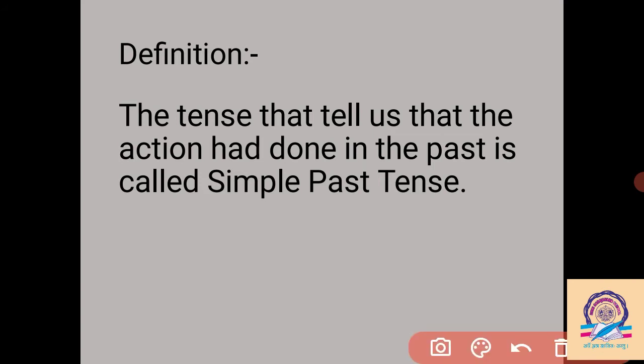The tense that tells us that the action had been done in the past is called simple past tense. Once again, the tense that tells us that the action had been done in the past is called simple past tense. So we can say that the action is done in the past. The work is already over. We have completed the work, to show that our work is finished.